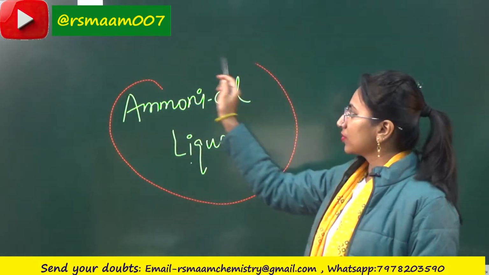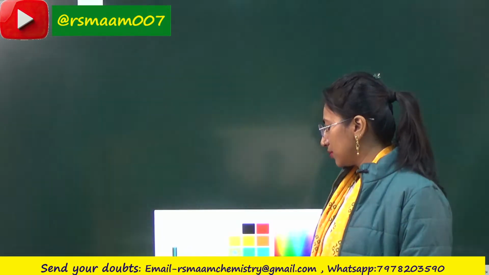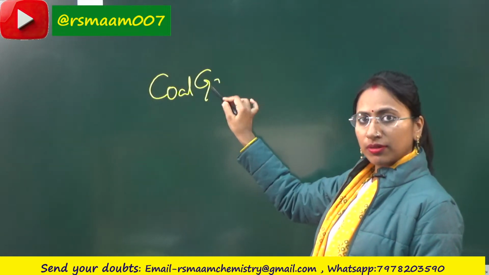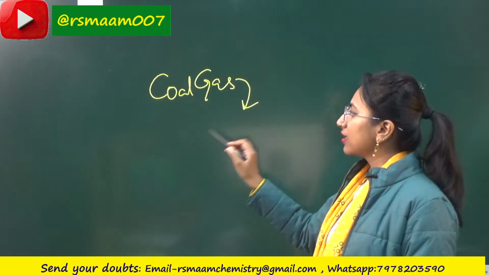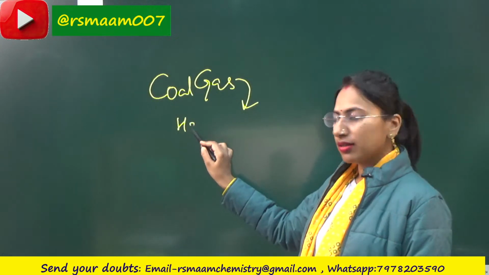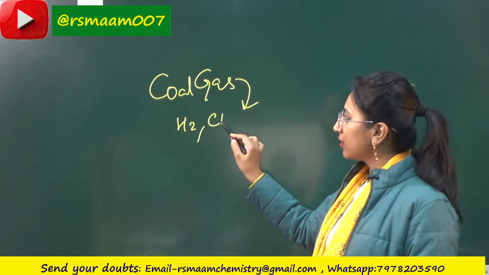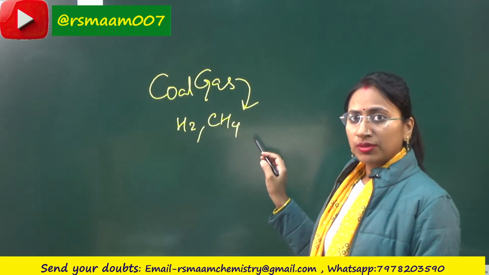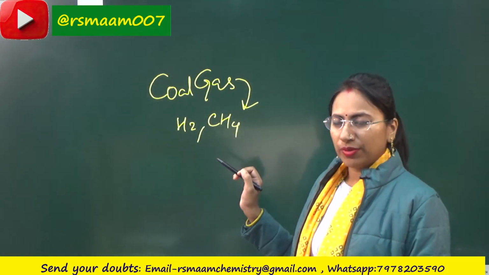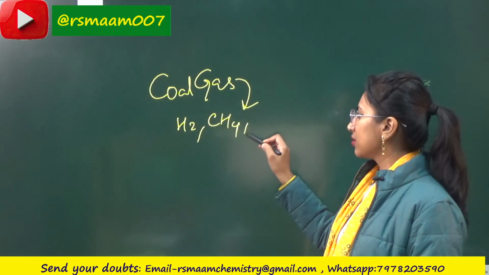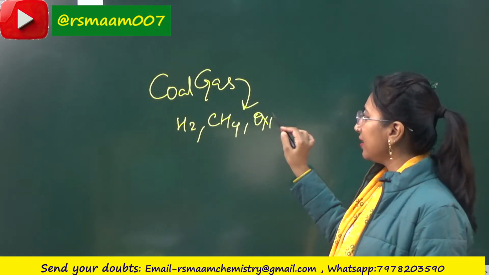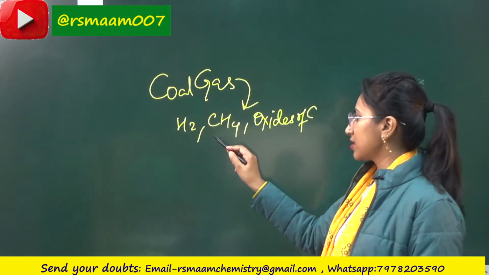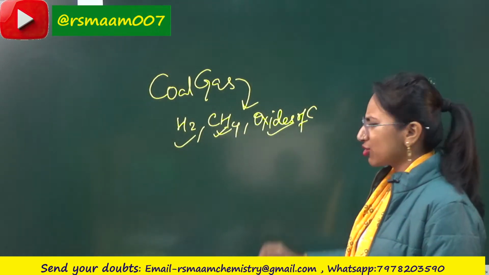Coal gas consists of hydrogen, approximately 60%, methane, oxides of carbon, and nitrogen. Methane is the main part, along with the oxides of carbon.